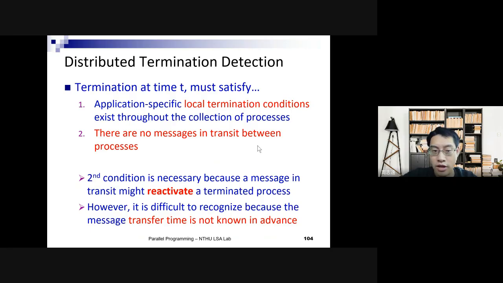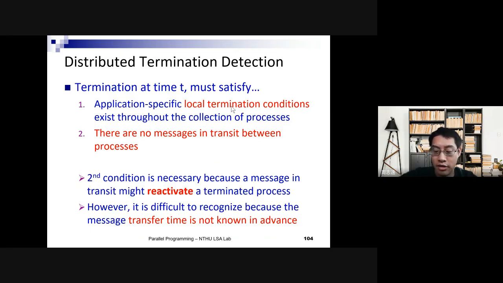The first one is that you need to check the local information for every single process to make sure they reach their termination condition, such as their local work pool being empty. But besides that, and more importantly, a condition most people probably overlook is that there cannot be any message in transit when you determine that condition.